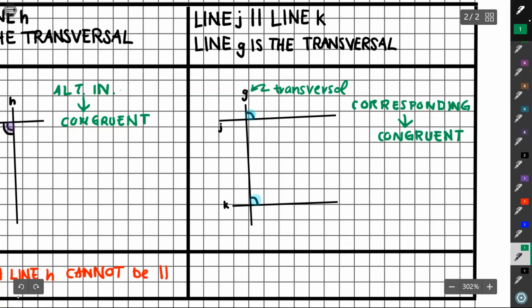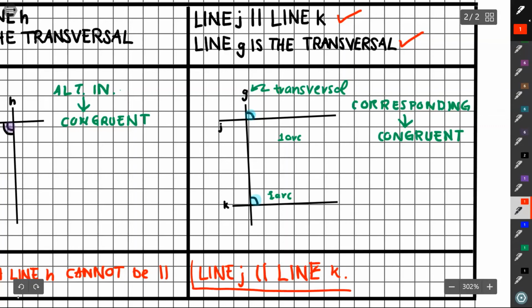And because I have one arc for both, that means that my angles are congruent. So that means that line J and line K are parallel, which means that this statement is true, and line J is parallel to line K. All right, and that would be my answer. You're going to see this in multiple choice, so you want to pick the choice that gives you the two lines that are parallel.